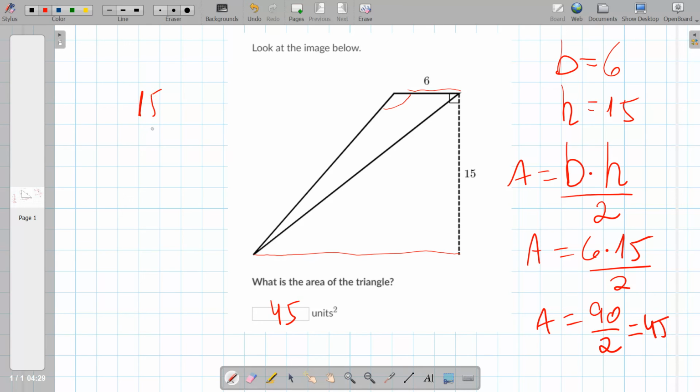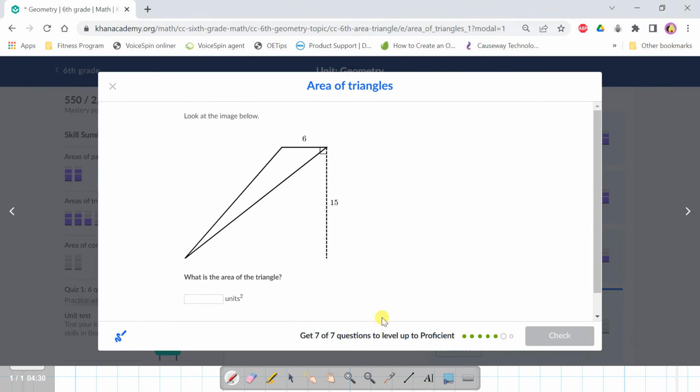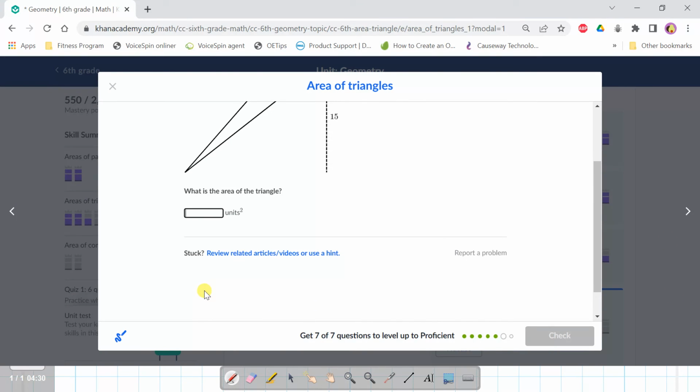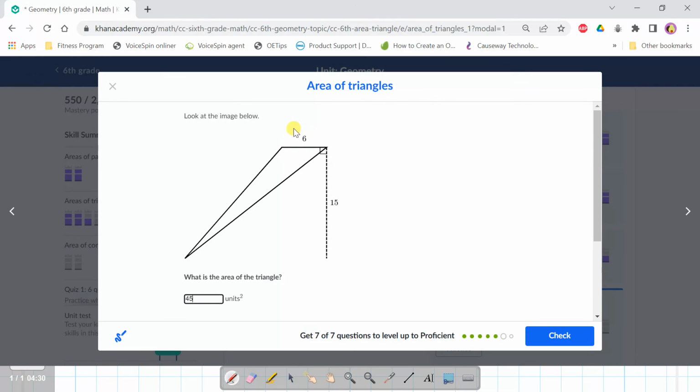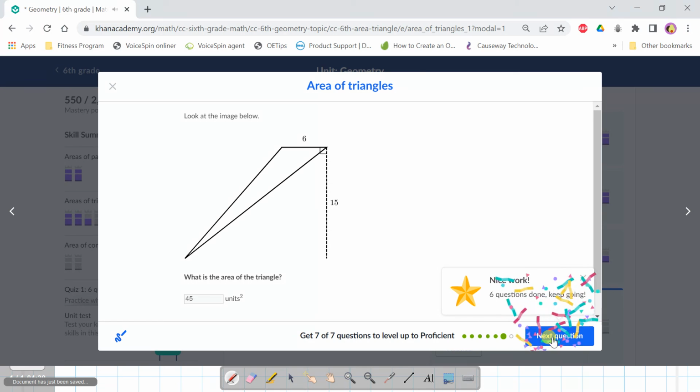Okay, just verify. 15 times 6. 5 times 6 is 30. 6 times 1 is 6 plus 3 is 9, so 90. 90 divided by 2 is 45. So 6 times 15, 90 divided by 2 is 45.